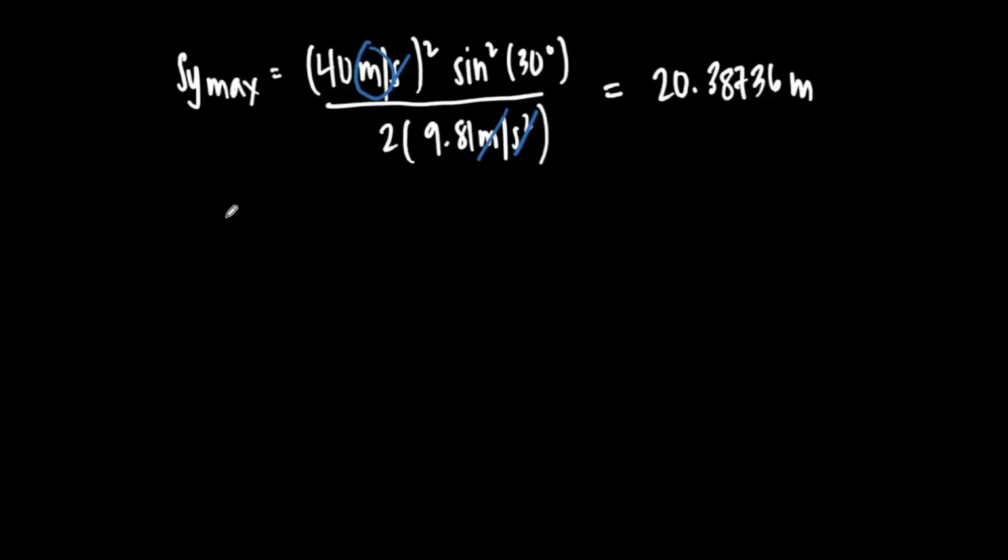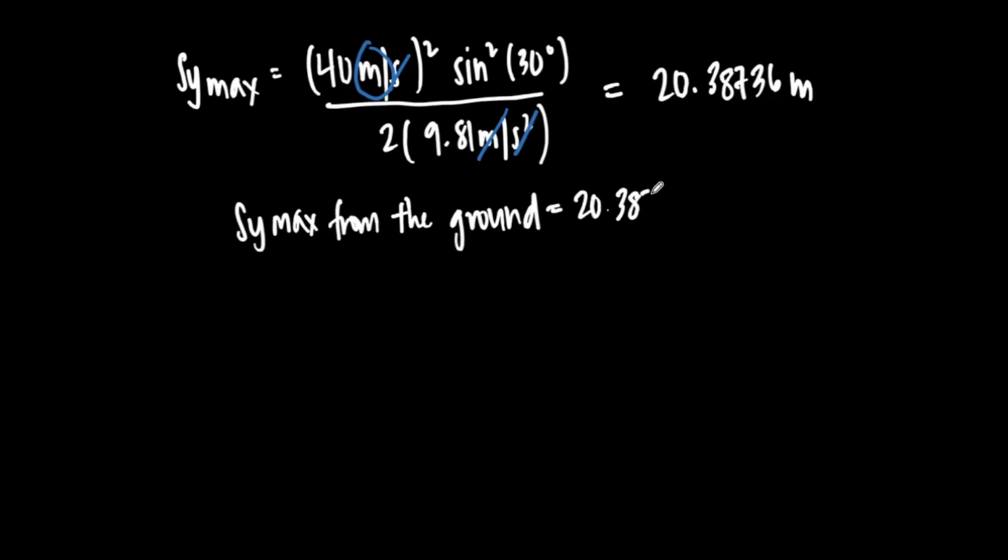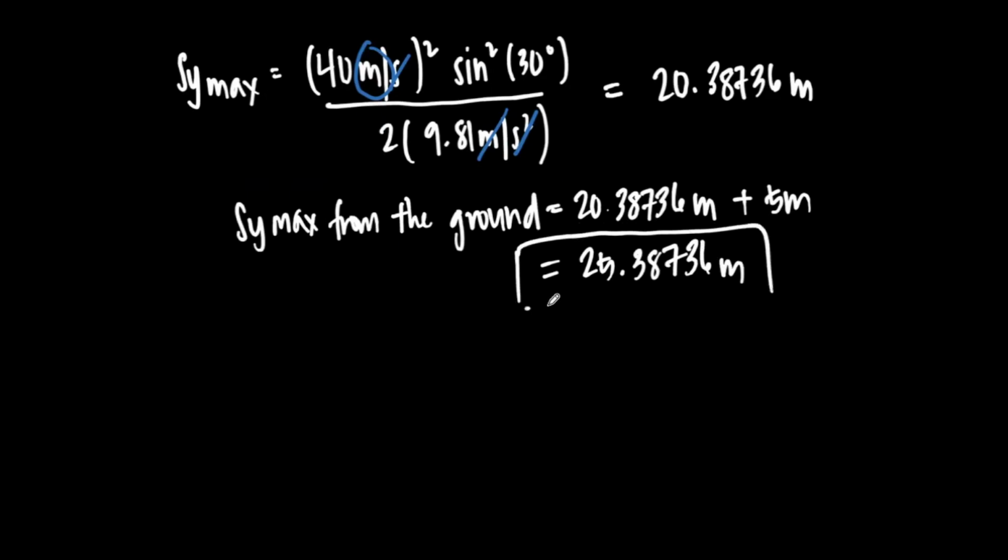So if we want to take into account the entire thing, we have to add 5 meters to that. So Sy max from the ground is equal to 20.38736 meters plus 5 meters. That is equal to 25.38736 meters. So that is your answer for part B.